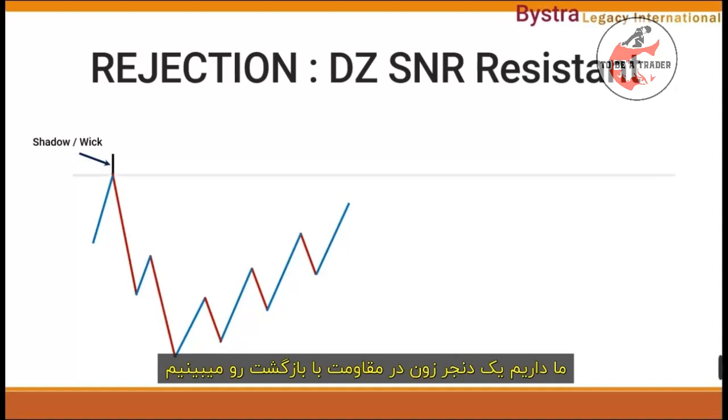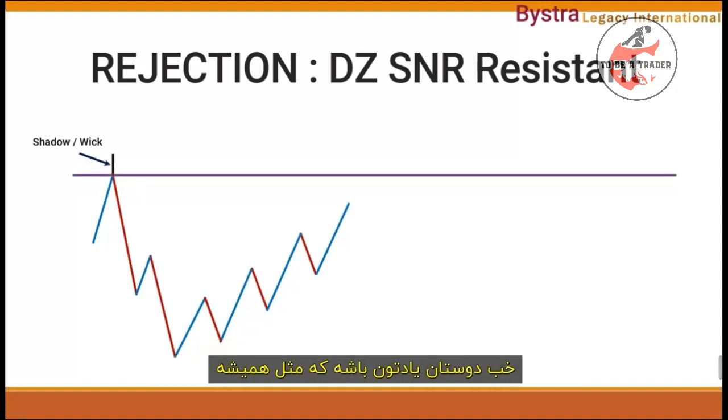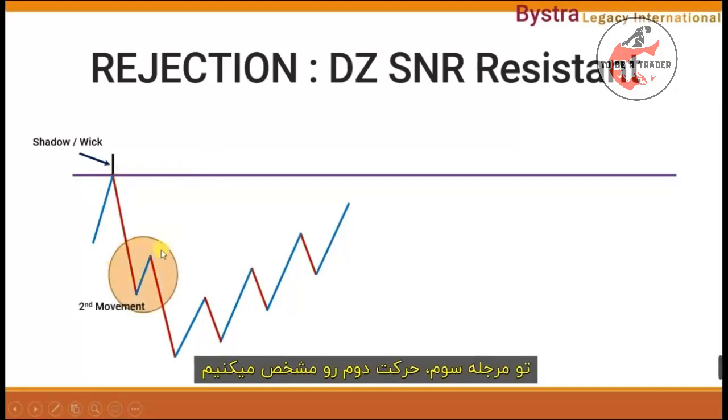a rejection. So first, guys, remember, as always, what is the step always? First, we go to the higher time frame, which is the monthly, weekly, or daily. In this case, we'll be using the weekly time frame. Second, we go to the line chart, and then we mark the horizontal line at the edge of the resistance. Third, we mark the second movement.